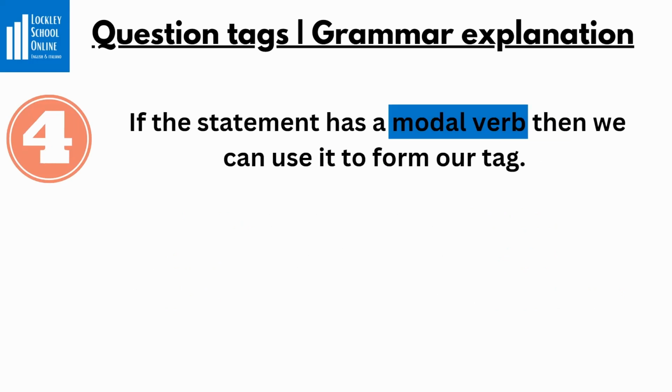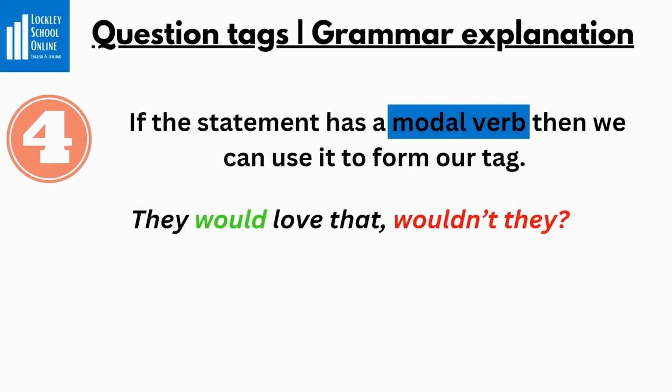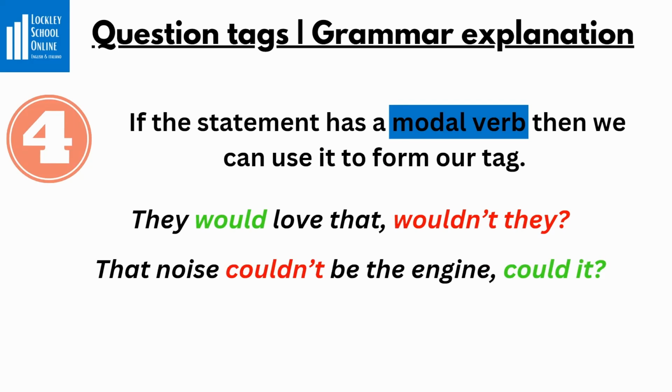If the statement has a modal verb, then in the same way, we can use that to form our tag. An example of that would be, they would love that, wouldn't they? Here we have the positive would in our statement, so we're going to convert the would into wouldn't. That noise couldn't be the engine, could it? Here's modal couldn't, and on the positive, could.